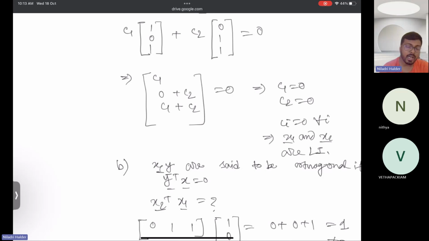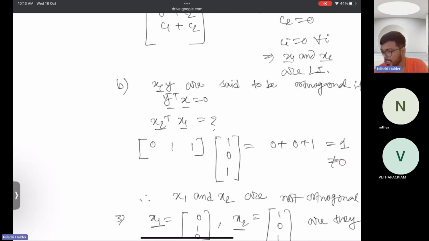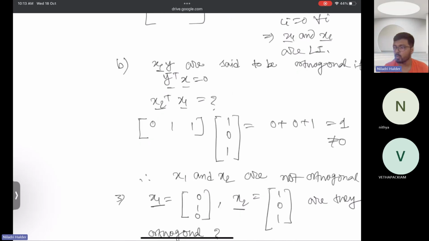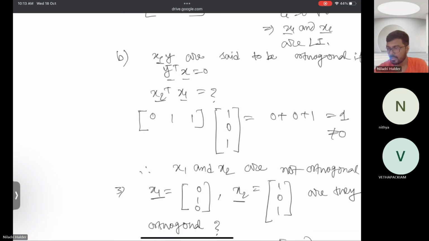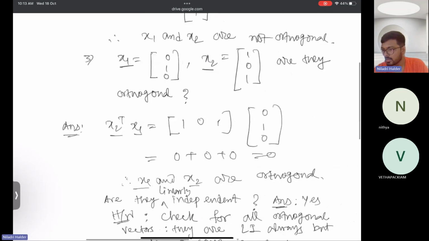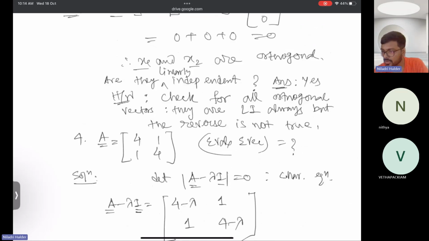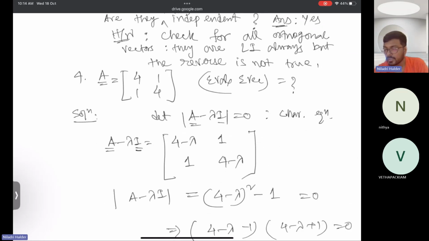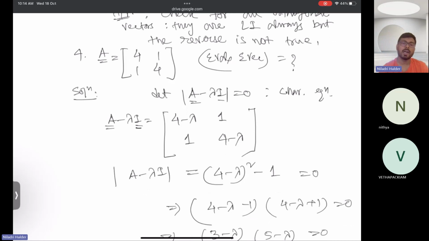Now we need to show whether they are orthogonal or not. Orthogonal means y transpose x should be zero. So that is not equal to zero. That is coming as one. So that means they are not orthogonal, but they are linearly independent. And there is similarly one other question. And then there is a matrix. We need to find out the eigenvalues and eigenvectors of that matrix.